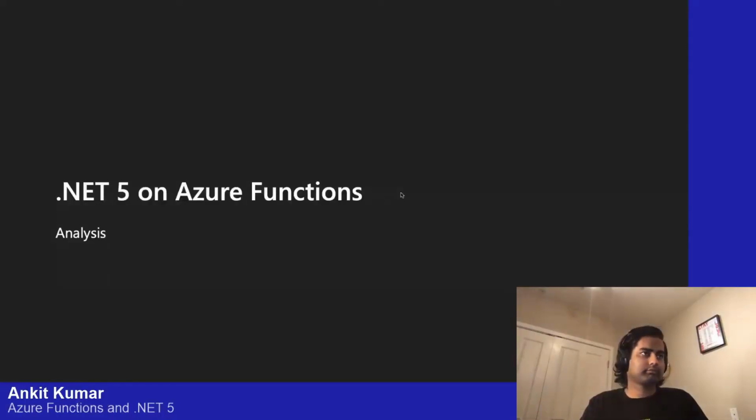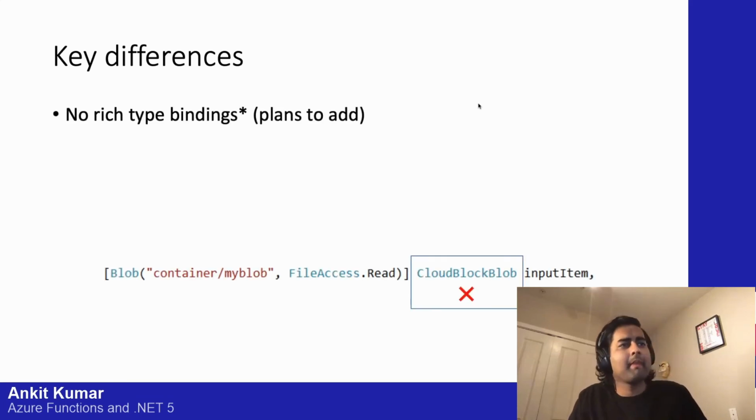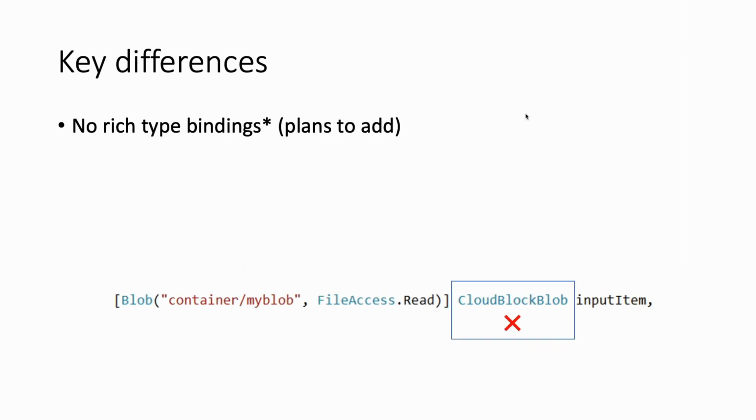And now I want to talk about what we saw and basically look at all the different things that you may need to consider if you are thinking of using .NET 5 on Azure Functions, keeping all the gotchas and the new capabilities in mind. So some of the key differences that we saw are, there's no rich type binding support right now. We do have plans to add that. For example, in the screenshot, you see the cloud block blob will not work properly.